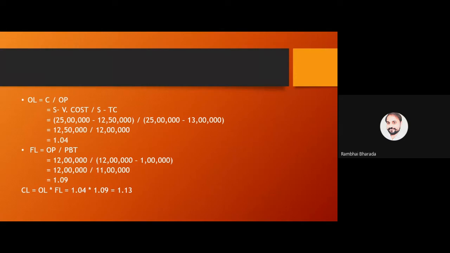For the verification purpose, that we have calculated this correctly or not, you can use the alternative formula for combined leverage. The alternative formula is contribution upon profit before tax. Here contribution is 12,50,000 and profit before tax is 11,00,000. Just do the calculation, you will get the same answer. Contribution upon PBT.